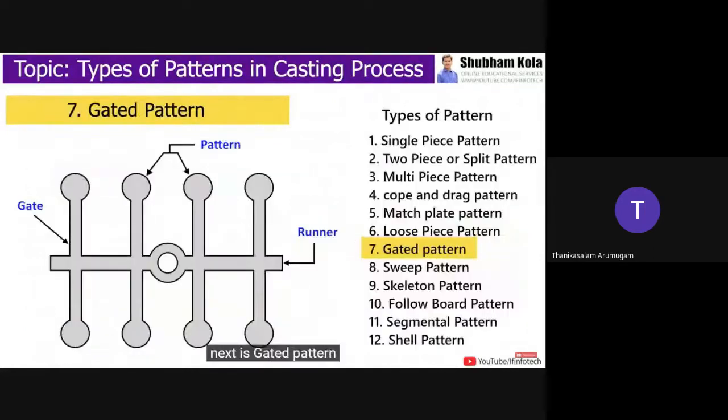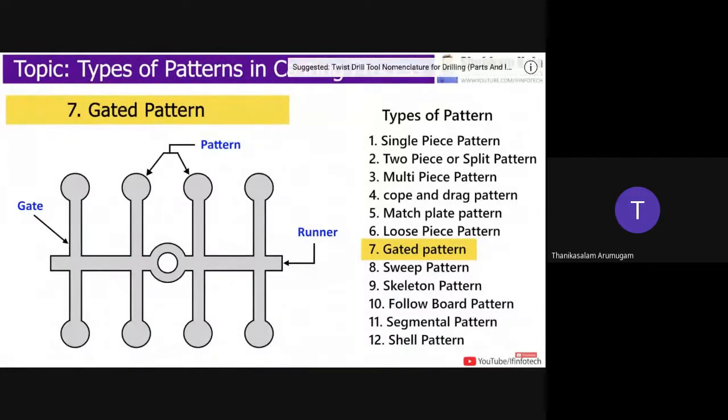Next is the gated pattern. These are used to make multiple components inside a single mold. A gated pattern is nothing but a pattern consisting of one or more patterns. Here gates are used for joining different patterns.